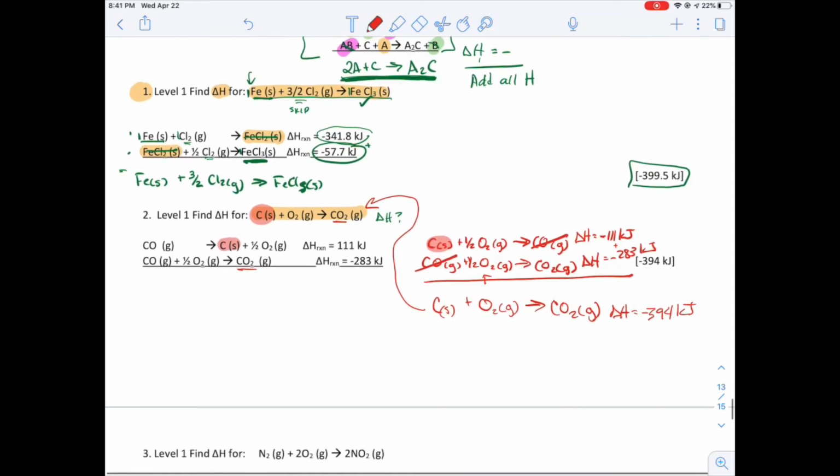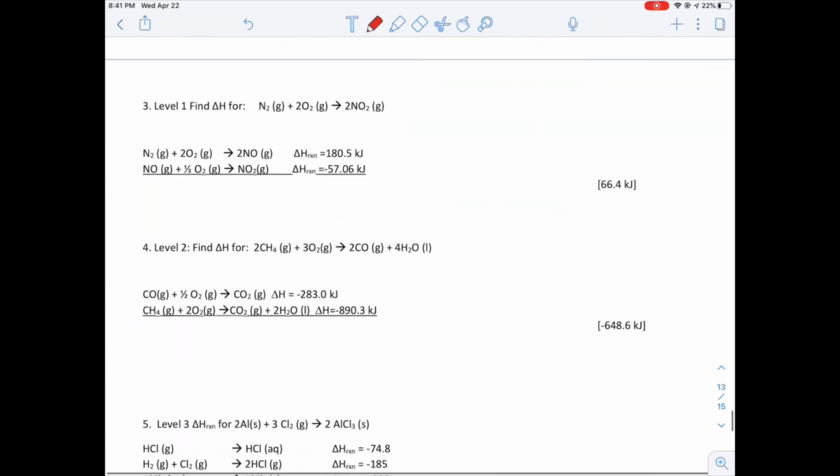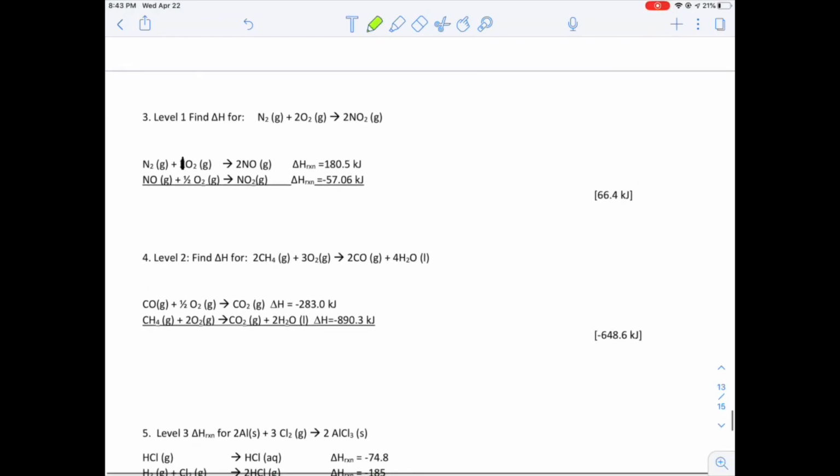I have one correction on the next problem. You can see how I'm about to change one of the numbers in front of the oxygen to a 1. Do problems 3 and 4 and come back and check them.